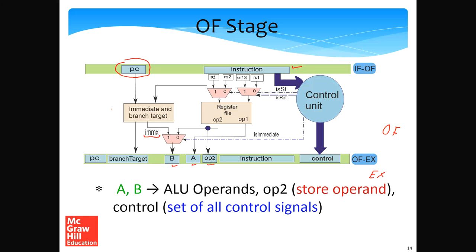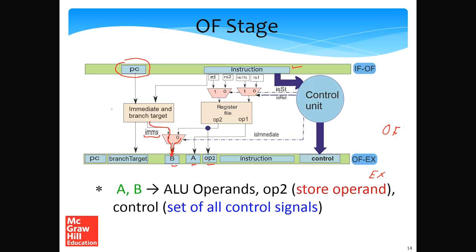Alright, so why are we doing this? Because if the is immediate flag is 1, it means that the second operand is an immediate. So we should take the input from here. And if is immediate is 0, it means that the second operand is a register. So we should take the input from here. So in any case, this is saved in the field B, and the first source is saved in the field A. We additionally save OP2 as well.